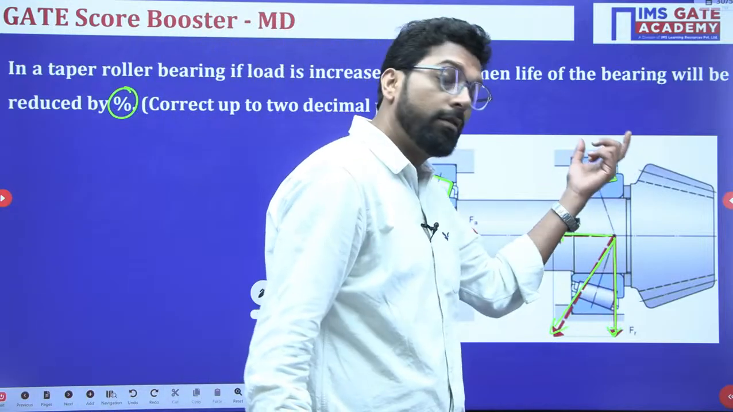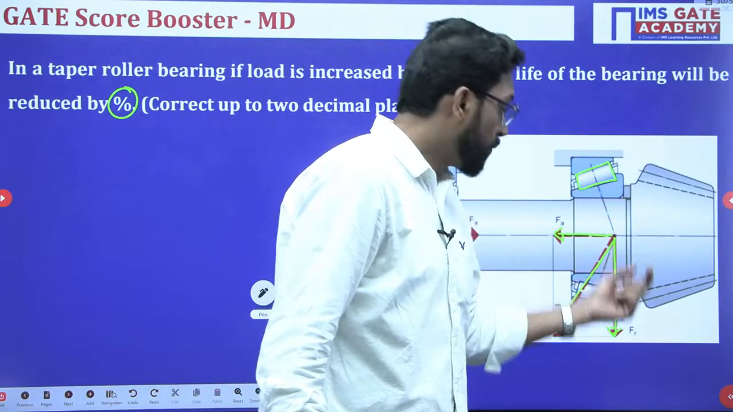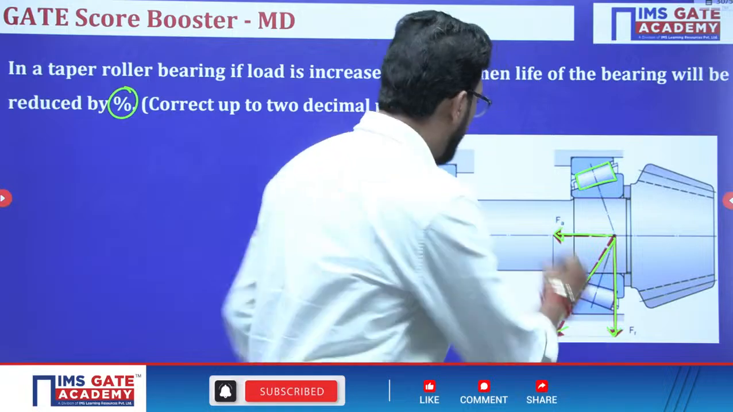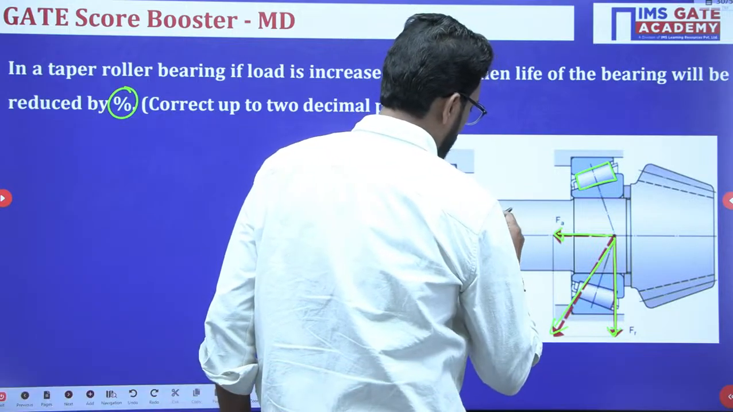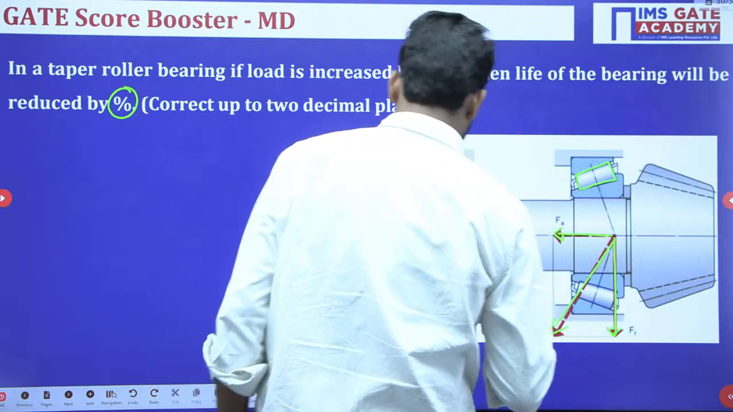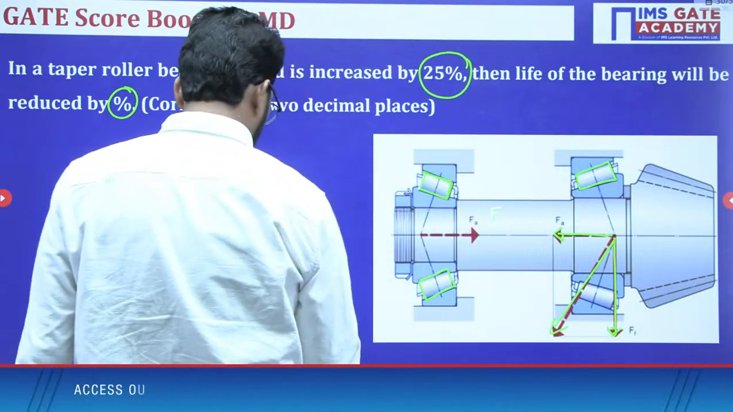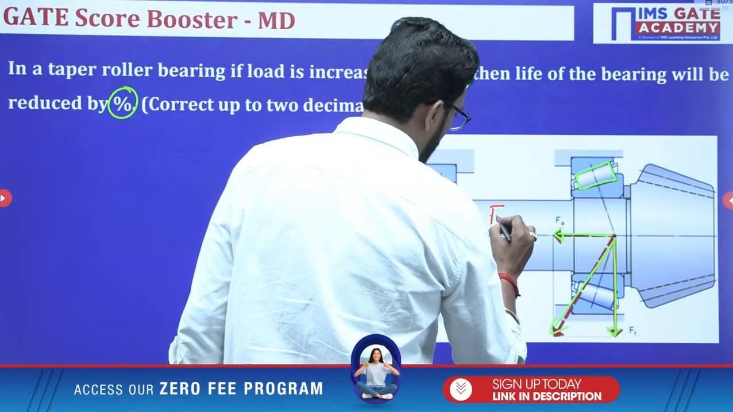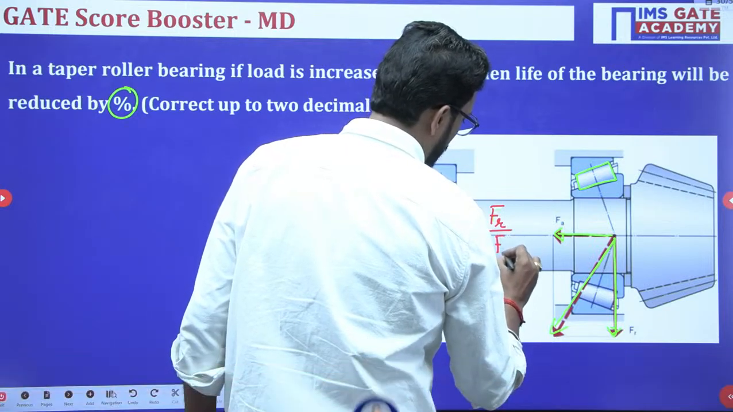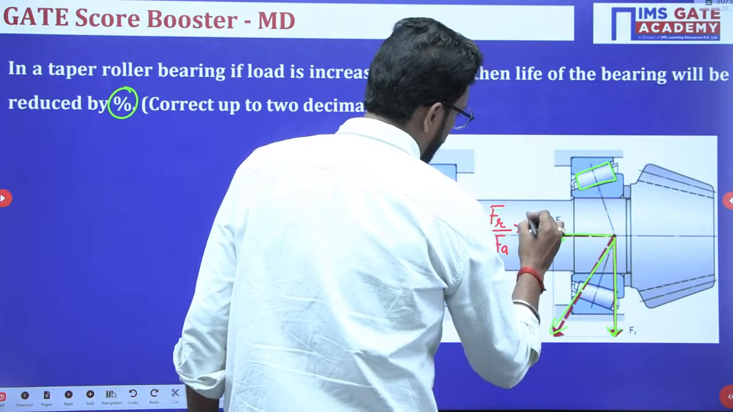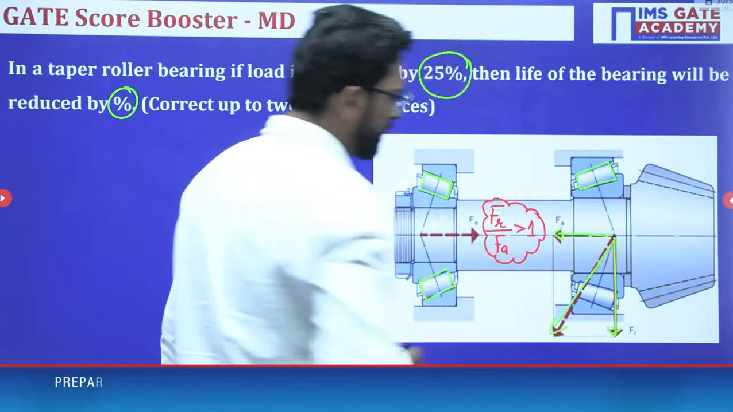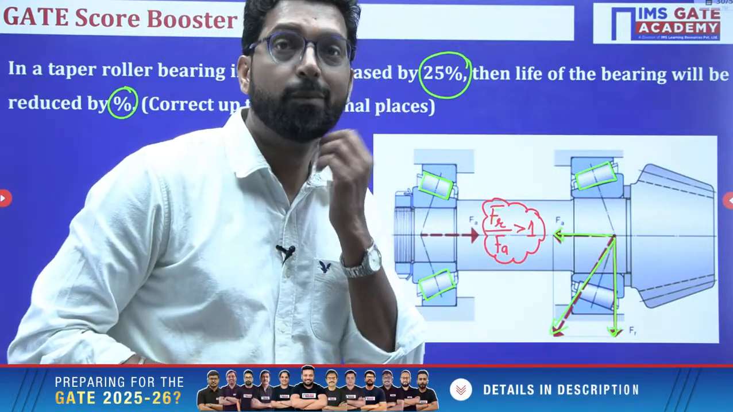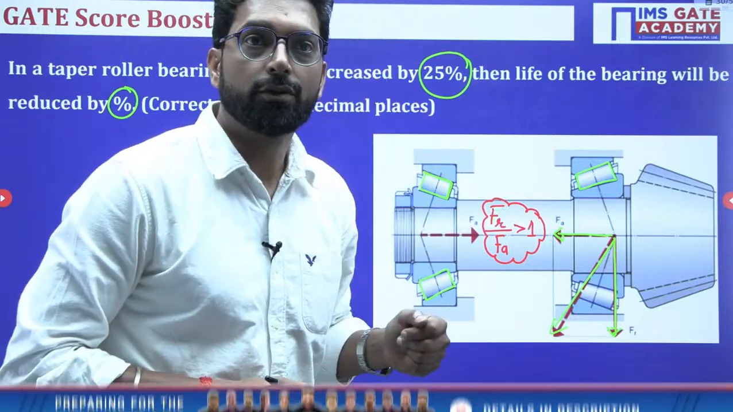And a taper roller bearing withstands more radial load as compared to axial load. That means in the taper roller bearing, the ratio of radial load divided by axial load is always greater than 1. So it is more suitable for withstanding load in the radial direction.